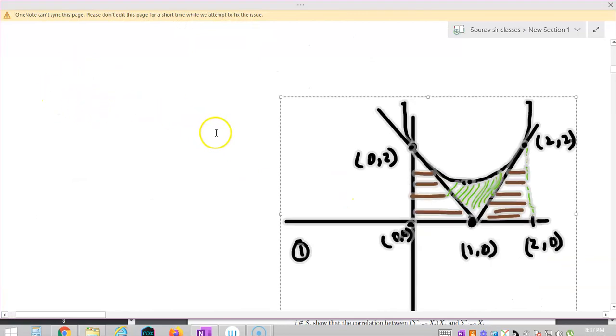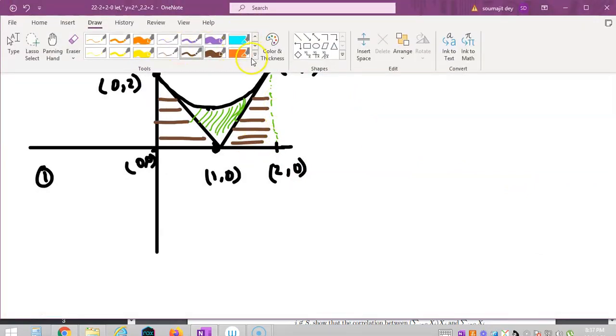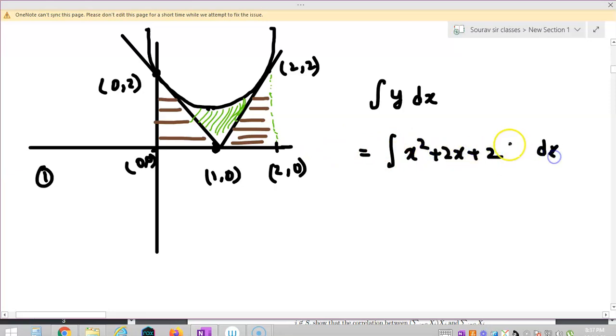Okay, so this is our graph. So let's try to find the area. To find the area, we know that we need to integrate y dx, right? So the integration of y, which is x square plus 2x plus 2, into dx, with limits 0 to 2.